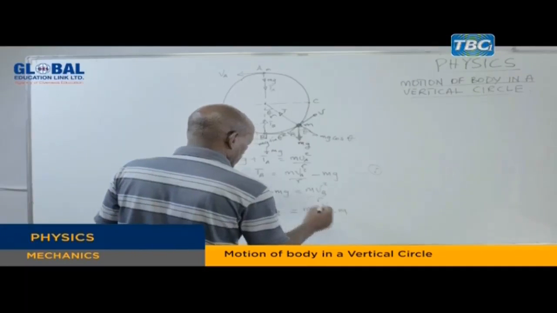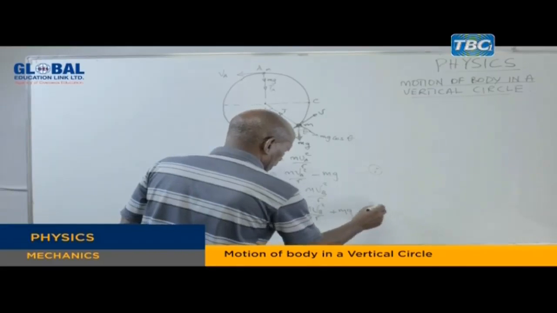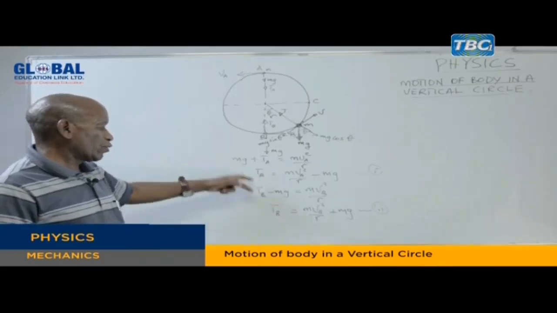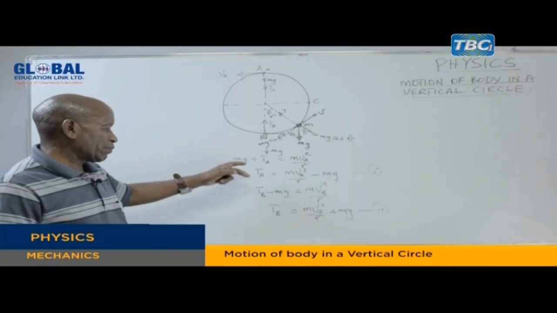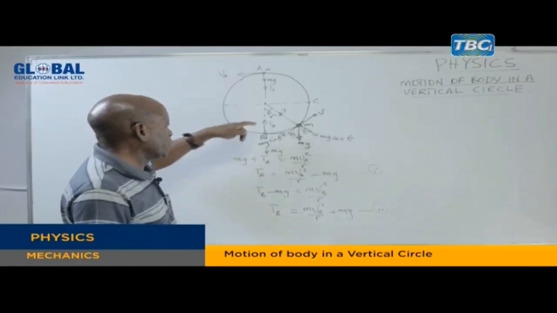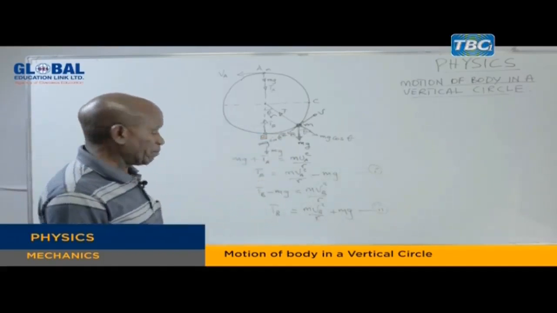Minus a plus, not mg, minus plus mg. So we have this as the second expression. Now, comparing these two expressions, taking a body moving in the same radius, we find that the tension developed at the lowest point is maximum.